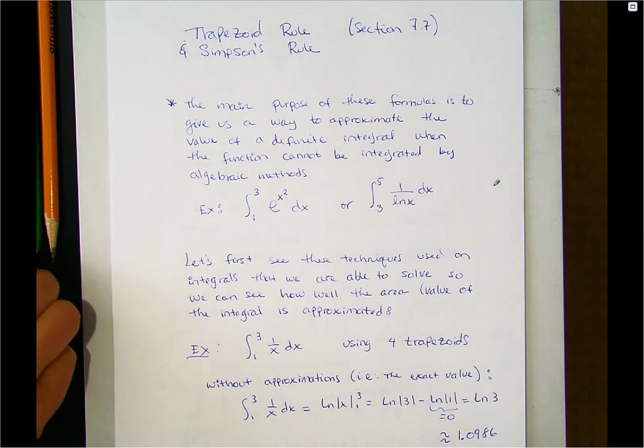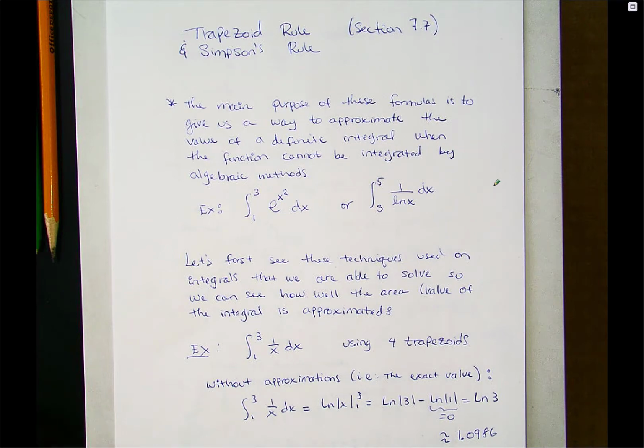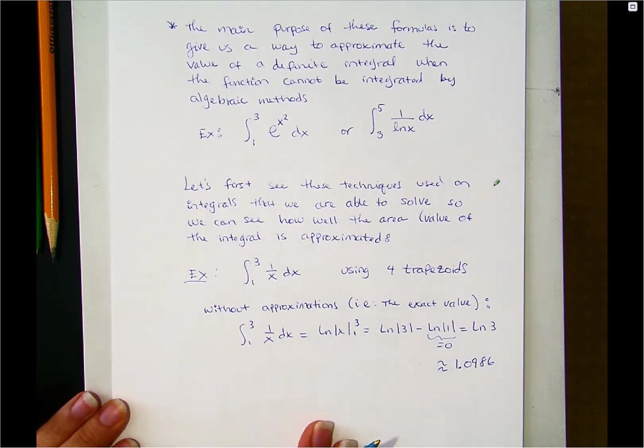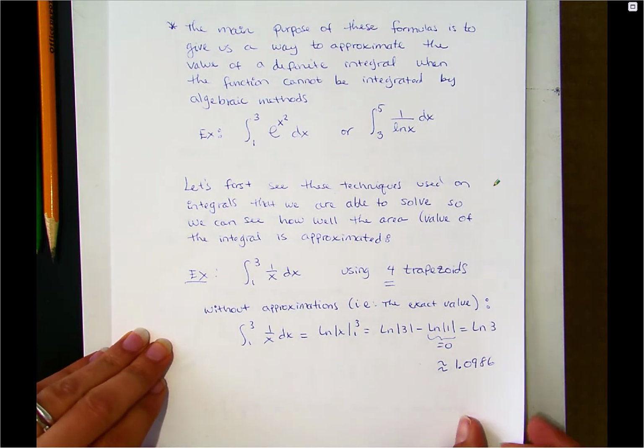Some examples of integrals that cannot be done are these two. There are way more, but those are the ones I put as an example. The example we worked on in class, if you look at your notes from before, was the integral from 1 to 3 of 1 over x dx, and we're going to use 4 trapezoids. The exact value, without doing the approximation, is found by actually integrating it. This is an elementary function, so the integral of 1 over x is just the natural log of the absolute value of x. We evaluate it. Remember, the natural log of 1 is 0, so that goes away, and we're left with the natural log of 3, which is 1.0986.